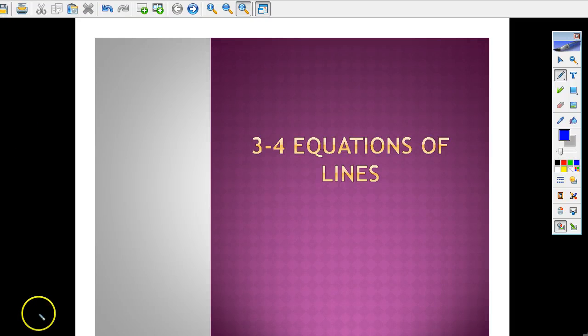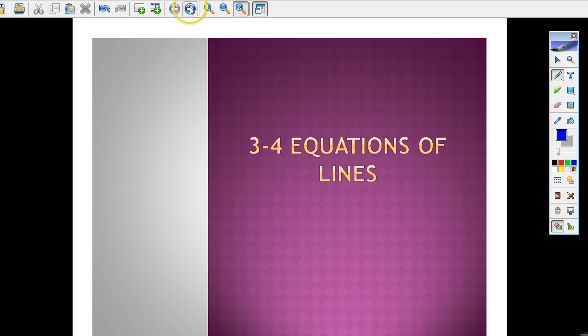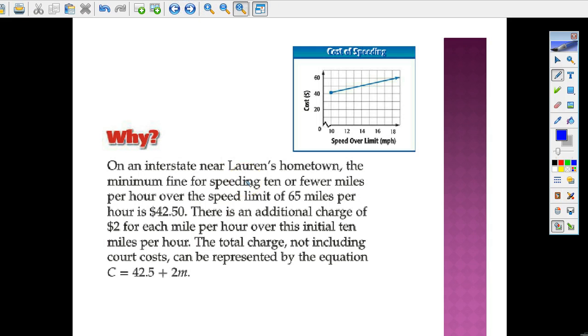This is section 4 of chapter 3, equations of lines. On an interstate near Lawrence hometown, the minimum fine for speeding 10 or fewer miles per hour over a speed limit of 65 miles per hour is $42.50. There's an additional charge of $2 for each mile per hour over this initial 10 miles per hour.